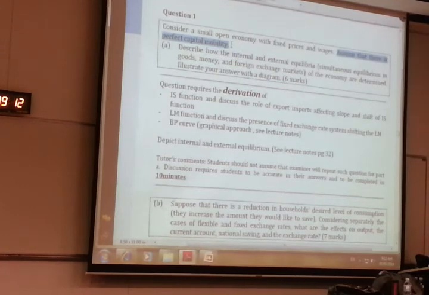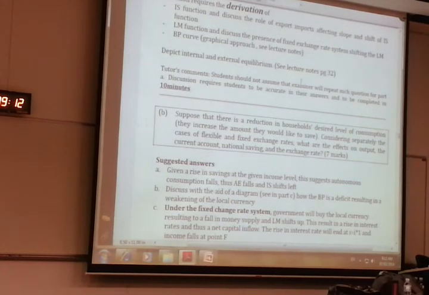So you only need to discuss how interest rate returned to original level. Okay, 6 marks. If you ask me, yes, you can earn it, but you take a long time to earn it. So you must be very, very careful. Okay, then now let's look at part B, which you anticipate either shift IS or LM already.